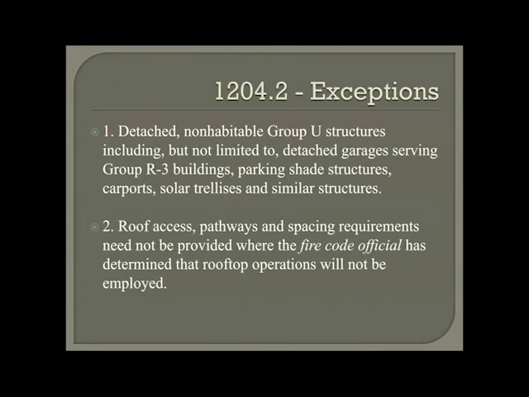All right, exceptions. Like Greg said, within the code there always seem to be exceptions for a lot of different things. The exceptions are detached, non-inhabitable Group U structures. Essentially those are small structures, garages, other things. A fence is considered a U structure. These are serving R3s, which are typically buildings that house less than 16 people, including those 1 and 2 family dwellings. It's typically the size of a structure and the type of roofing system on that structure, typically a 3 to 12 or 6 to 12 pitch, of a general size, because that's the type of occupancy that gets classified into this Group R classification. So again, we're going to look for that access and pathways spacing on the roof itself.